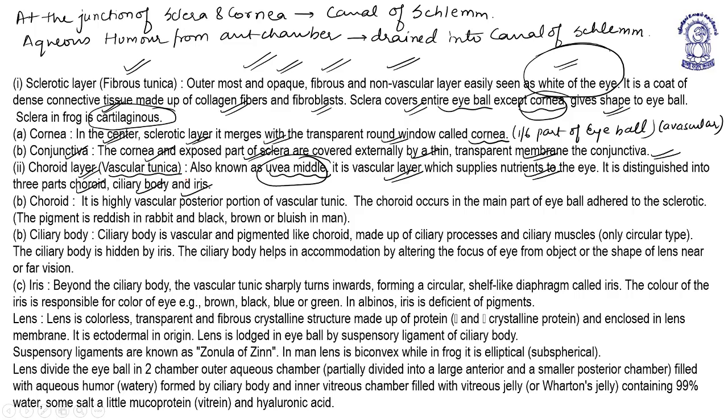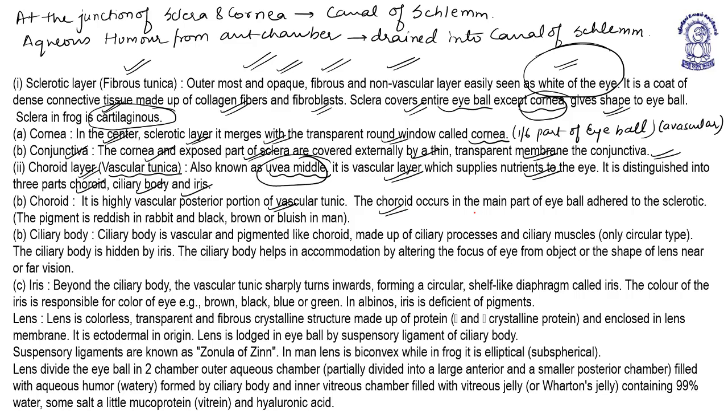So the choroid layer, which is vascular tunica, is also known as uvea middle. It is a vascular layer which supplies nutrients to the eye. It is distinguished into three parts: choroid, ciliary body, and iris. Choroid is the highly vascular, posterior portion of the vascular tunic. So basically the vascular tunic is the middle vascular coat and choroid is the highly vascular and posterior portion of it.